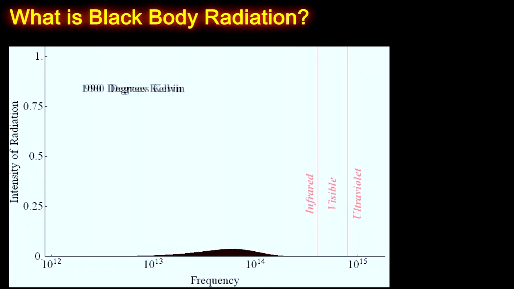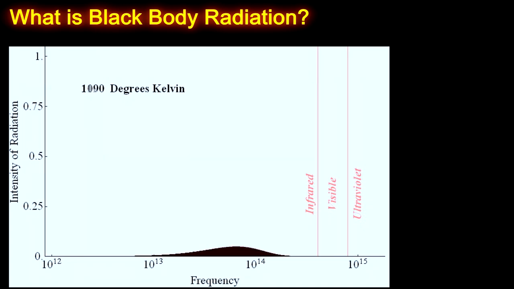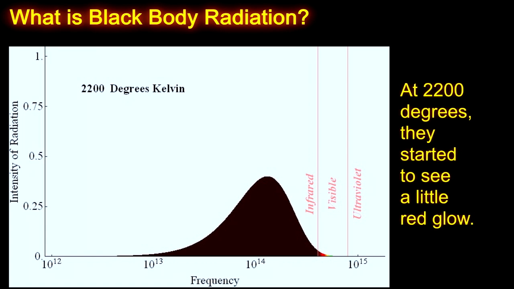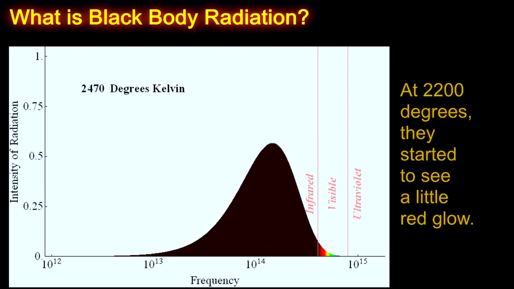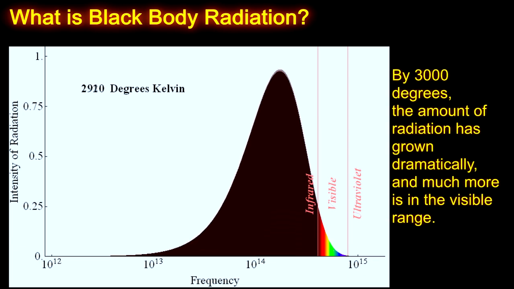As they increase the temperature, the detectors began to sense a little bit of infrared radiation. We can't see it, but we can feel it as heat. Heating further to about 2200 degrees, they started to see a red glow coming from the hole. Some of the blackbody radiation was moving into the visible region. Raising the temperature further caused the total amount of radiation to grow dramatically, and more moved into the visible region. At 3000 degrees, the glow was yellowish-white.